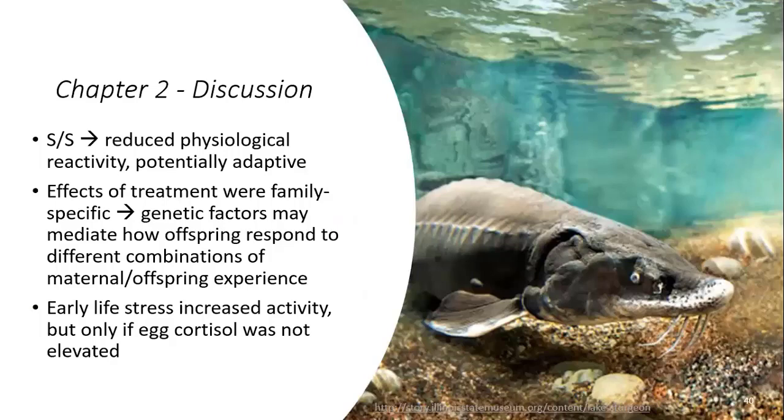So here are some of the important points from chapter 2. I saw that in the treatment where there was high egg cortisol and high offspring stress, that resulted in reduced physiological reactivity, which, as we saw from chapter 1 and based on background literature, is potentially an adaptive response and can be considered physiological resilience to stress. And that only happened when the high stress in the maternal environment that was simulated matched the high stress in the offspring environment.